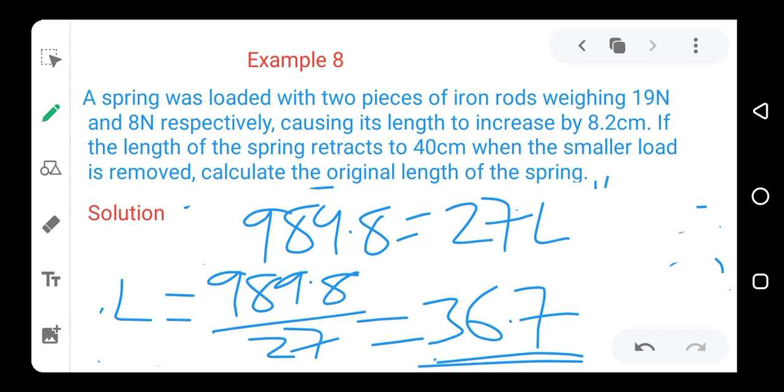What this actually shows is that the spring has been under extension or expansion. That is why the value here gives us positive. So the original length of the spring is 36.7 cm. This is how to solve the questions, and I believe you've seen that they are very easy to do, and it's very clear here. Thank you.